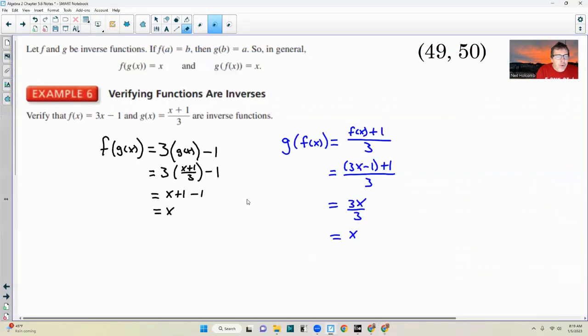So without graphing, this is how you check to see if two functions are inverses of each other. So now you should be able to do problem numbers 49 and 50 in the problem set.